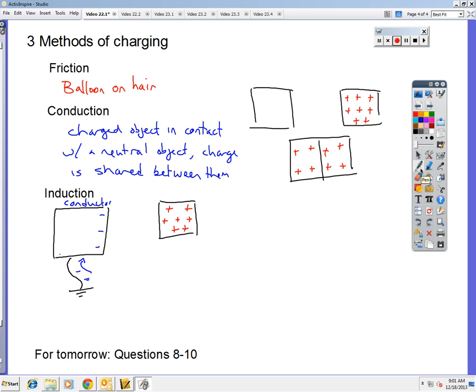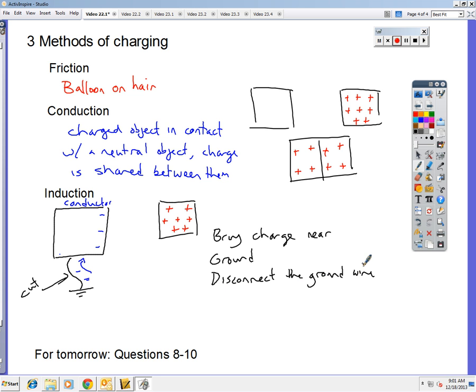And then, after that happens, you cut the ground wire, so you disconnect it from the ground, and then you move the positive charge away. So you bring the charge nearby, you ground the thing you're trying to charge, then you disconnect the ground, and then you move the charge away.